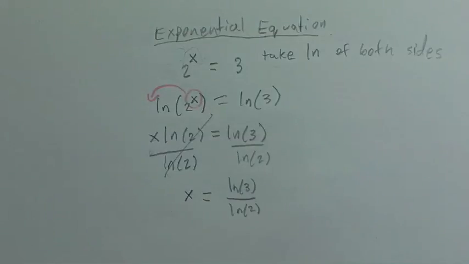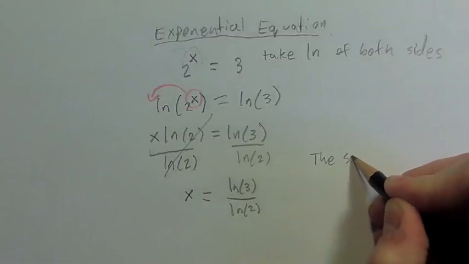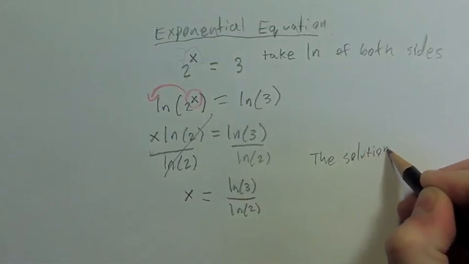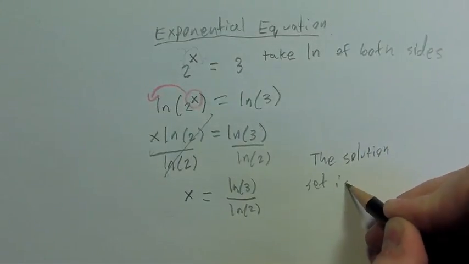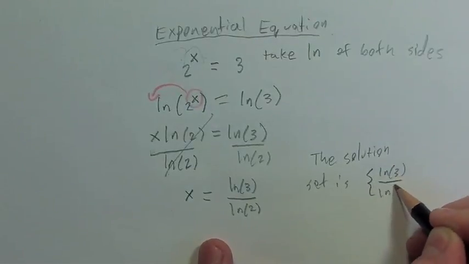So MyLabs Plus is actually going to ask you to write your solution set in terms of natural logs to start with. So it will say the solution set is, you would just say ln 3 in this case over ln 2.